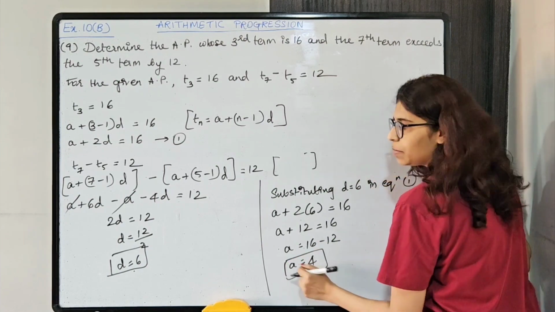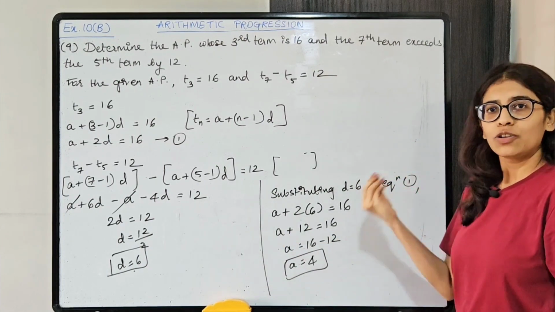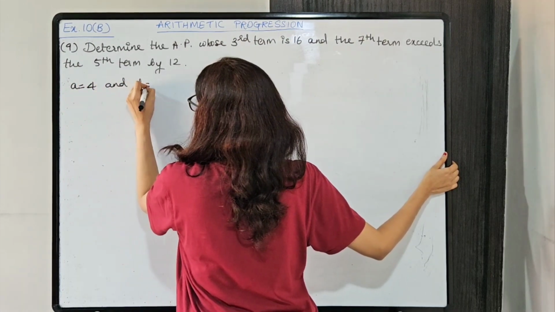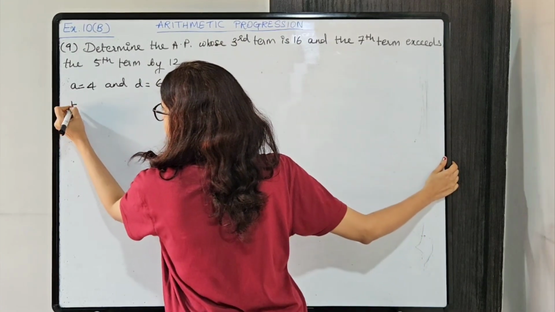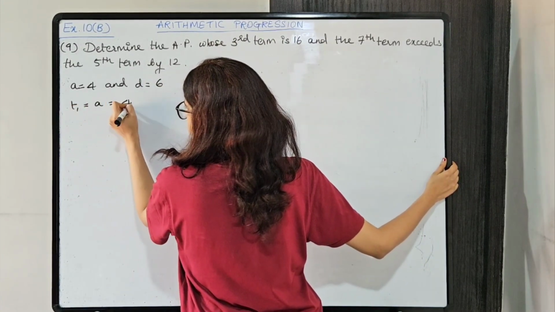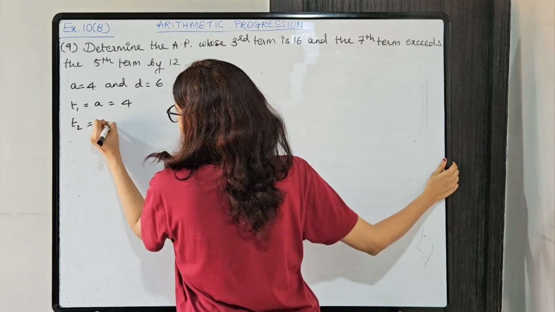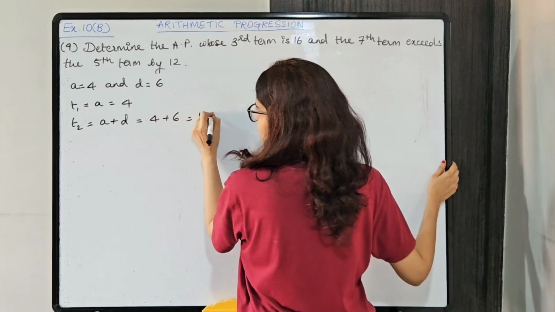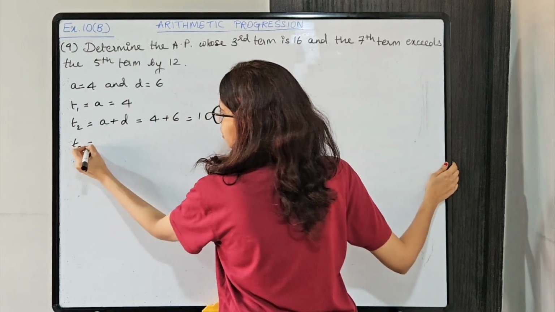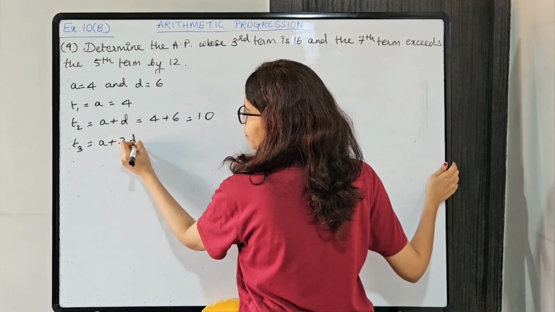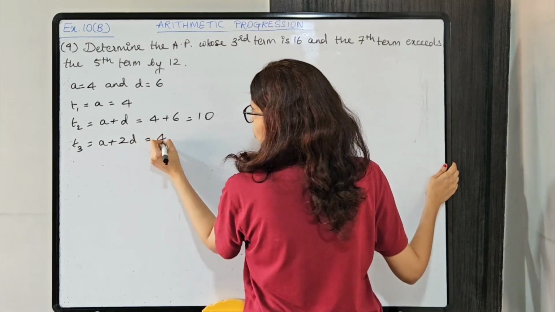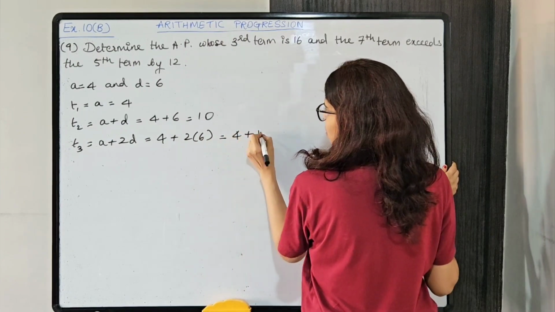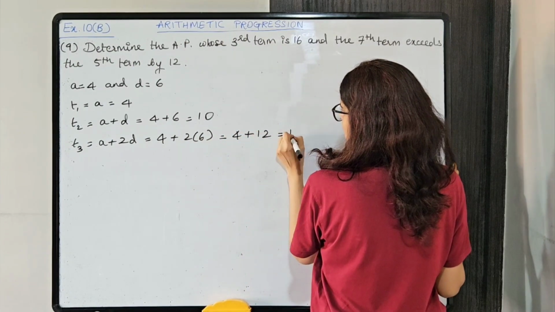We got A, we got D. Let us find out the AP now. So we got A as 4 and D as 6. First term will be A, that is 4. Second term will be A plus D, that is 4 plus 6, which gives 10. Third term will be A plus 2D, that is 4 plus 2 into 6, that will be 4 plus 12, that gives 16.